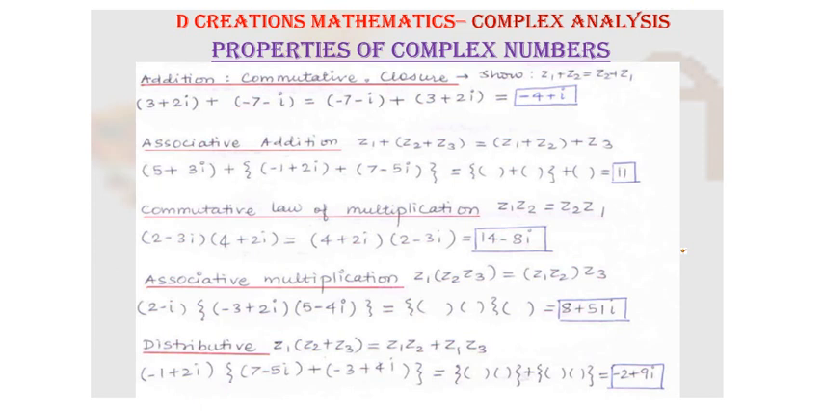The multiplication is also associative. That means if you first take the product of z2 and z3 and then multiply it with z1, or if you take a product of z1 and z2 and then multiply it with z3, irrespective of this order, the answer is going to be same.